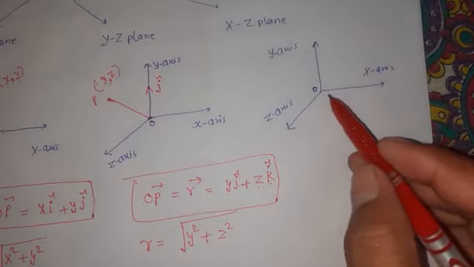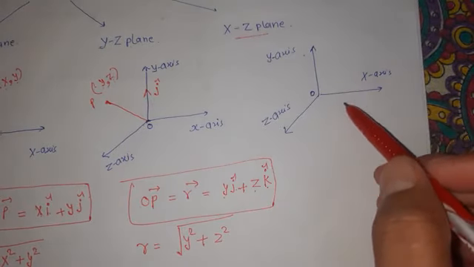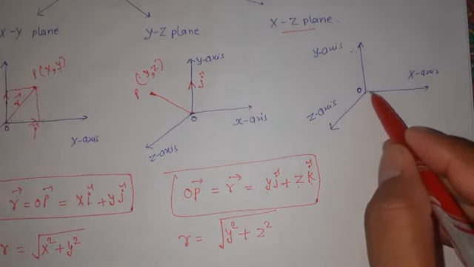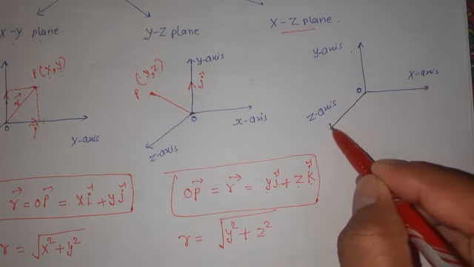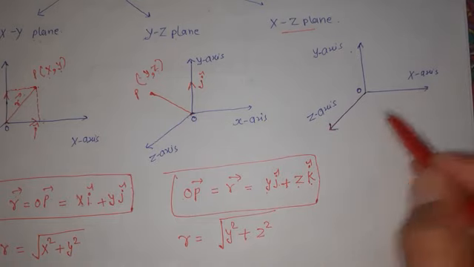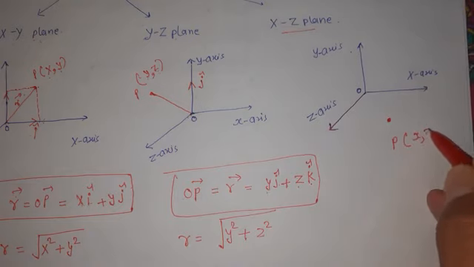Now here we have the xz plane. If the position of the body is in the xz plane, then there is the x-axis, and the second position coordinate will be given by the z-axis. It means somewhere here this body will be between x and z, so its coordinates will be x and z.